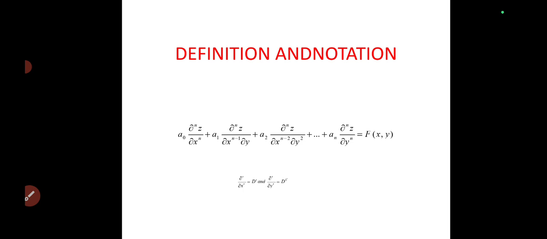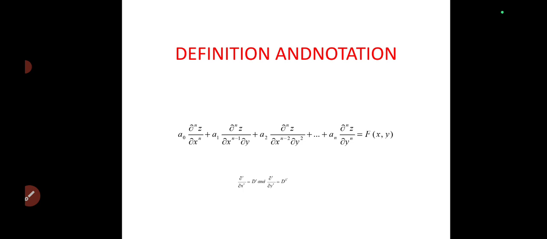Now coming to the main topic, why is this linear partial differential equation called a homogeneous one? Because here all the terms contain derivatives of the same order. See the first term, ∂^n z by ∂x^n. What is its order? Its order is n. See the second term, ∂^n z by ∂x^(n-1) ∂y. Its order is also n. See the third term, ∂^n z by ∂x^(n-2) ∂y². Its order is also n.